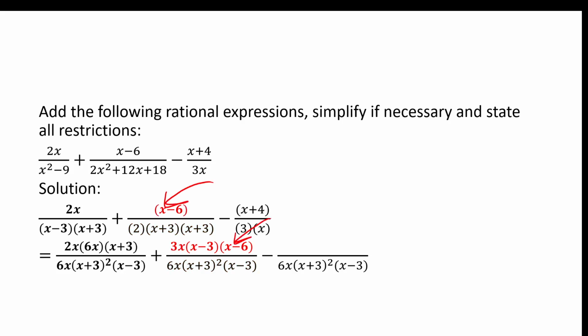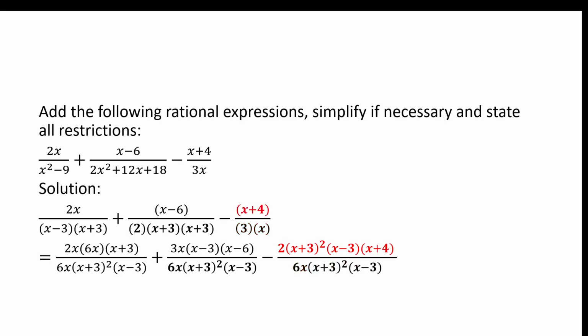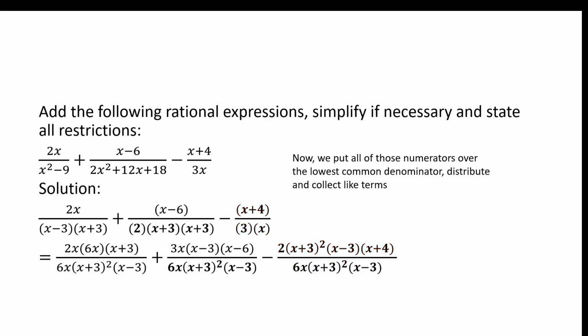And then finally, we see the third denominator was 3x. In order to get the denominator of 6x, x plus 3 quantity squared, x minus 3, we must have multiplied by 2, x plus 3 quantity squared, x minus 3. So we're going to multiply x plus 4 by that same thing. And that's what we get.